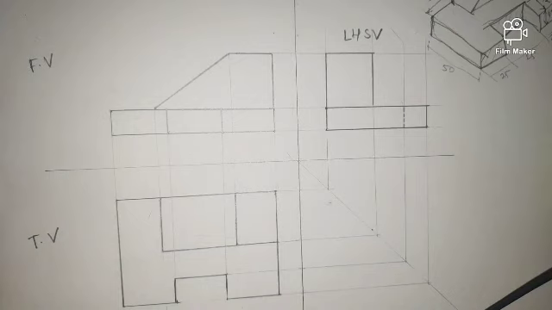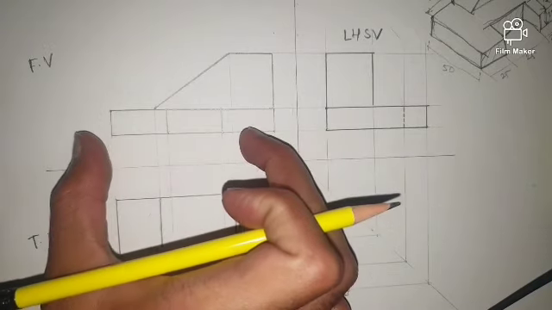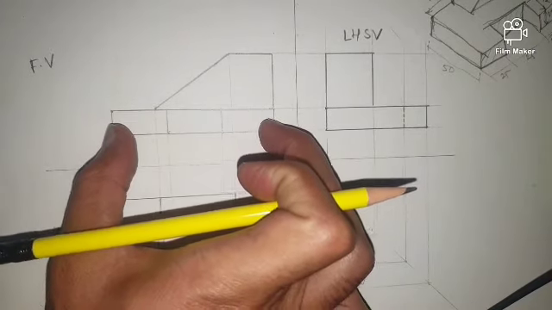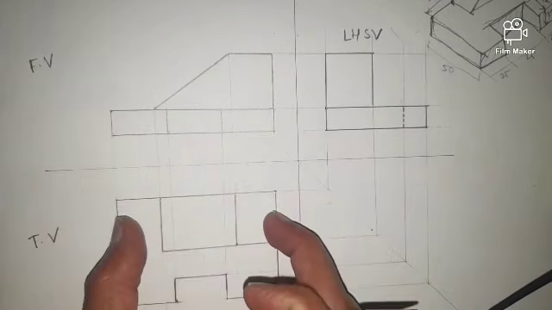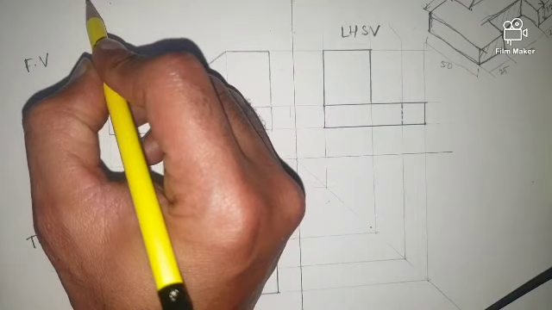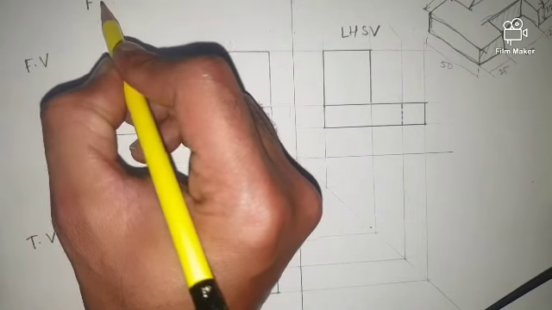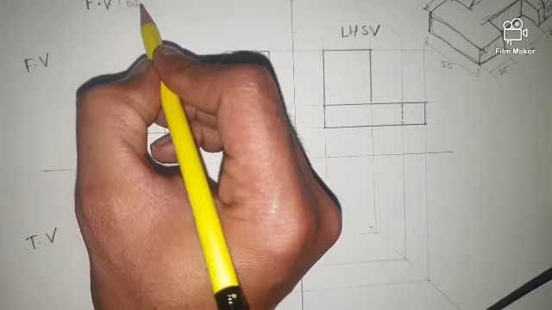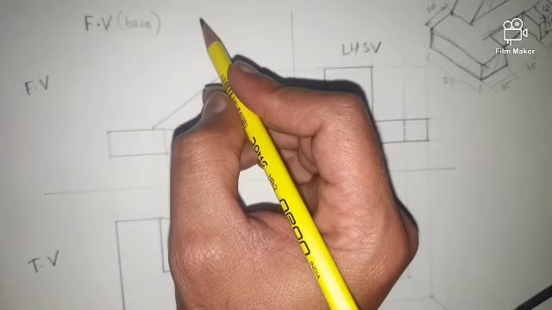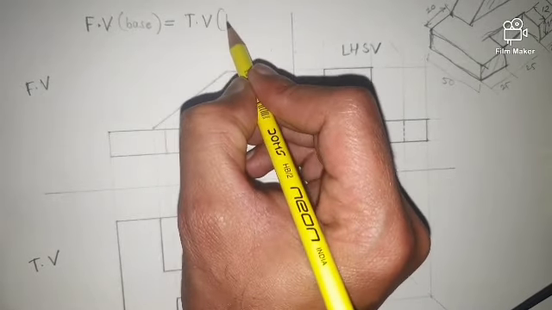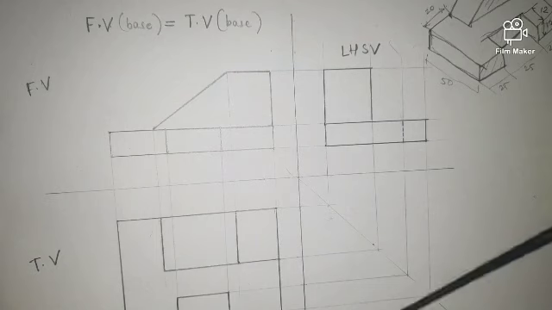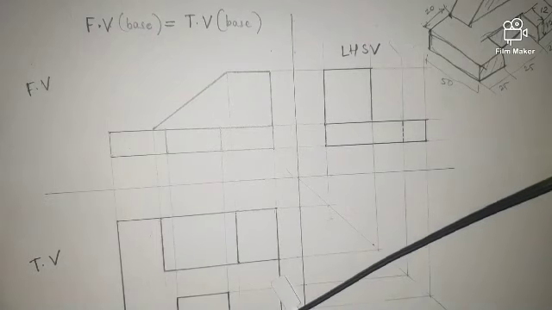Now let me make an important point, and I want you all to note it down. The base in the front view is equal to the base in the top view. Can we see this? This base and this base, they both are equal. So let me write it down. The base in front view is equal to the base in the top view. Are we clear with this?